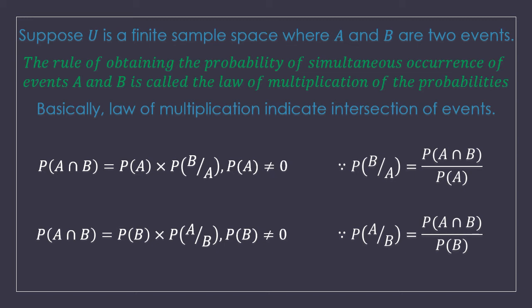Now these are the laws of multiplication of the two events A and B of a finite sample space U. This is the law of multiplication, a very important law, because based on this many sums are done in the chapter of probability. Write them down properly in your notebooks.